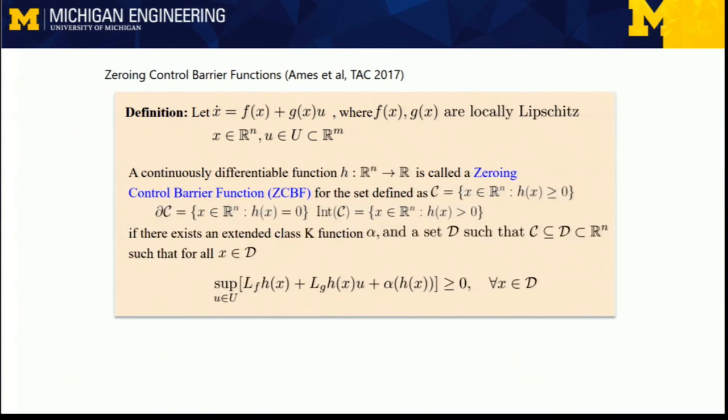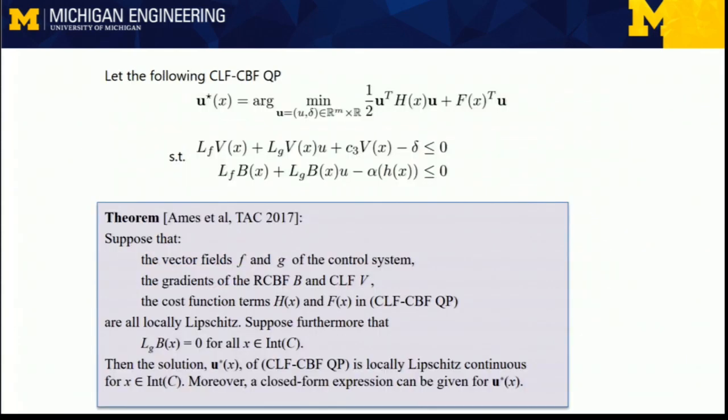So similarly for the case of a zeroing control barrier function, here you use the supremum because you want the H dot to be always non-negative. Okay, so up to that point, I'm just reviewing basic tools in the related literature.